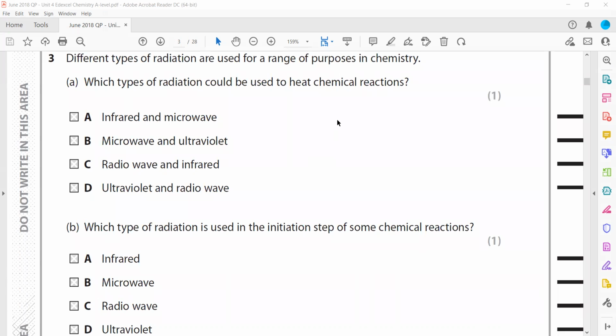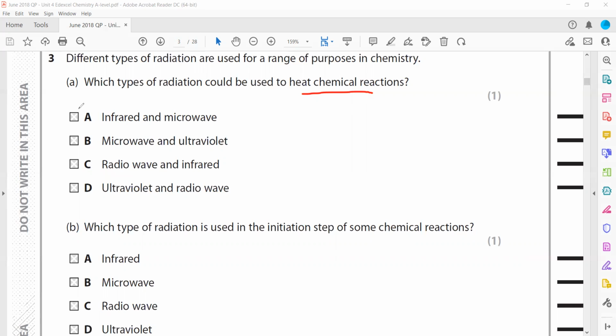Then there are different types of radiation which we can use, like infrared radiation and microwave. The question is, which type of radiation could be used to heat a chemical reaction? So for a chemical reaction, microwave or infrared radiation. Ultraviolet is used to break down the bond; if you want to break the bond between atoms, we use ultraviolet light. Radio waves are used in NMR, nuclear magnetic resonance, in which the hydrogen atom absorbs energy and flips in the magnetic field.